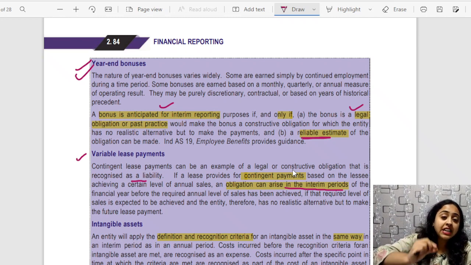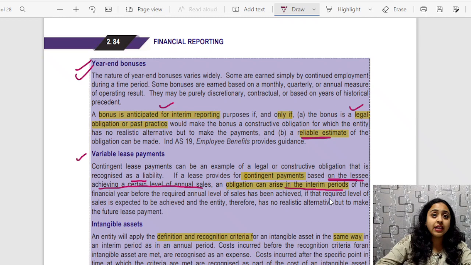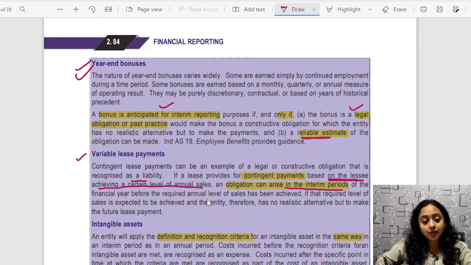If it has contingent provisions based on the lessee achieving a certain level of annual sales, an obligation can arise in the interim periods. If it is dependent on the lessee, then lessee might achieve that particular target anytime. Okay, it can be even middle of the year, it can be in any quarter. Then obligation can arise in the interim periods of the financial year before the required annual level of sales have been achieved.